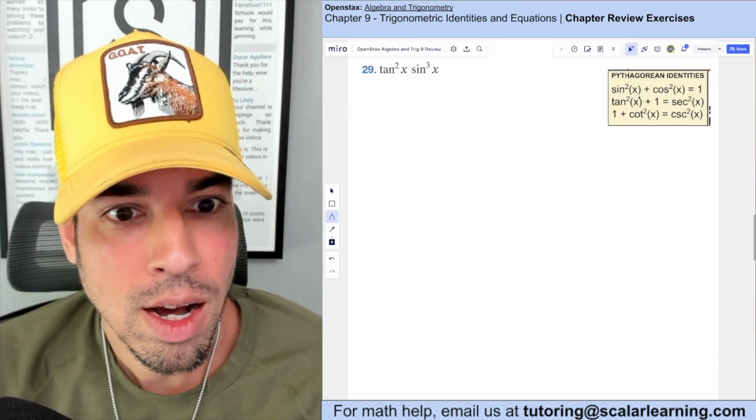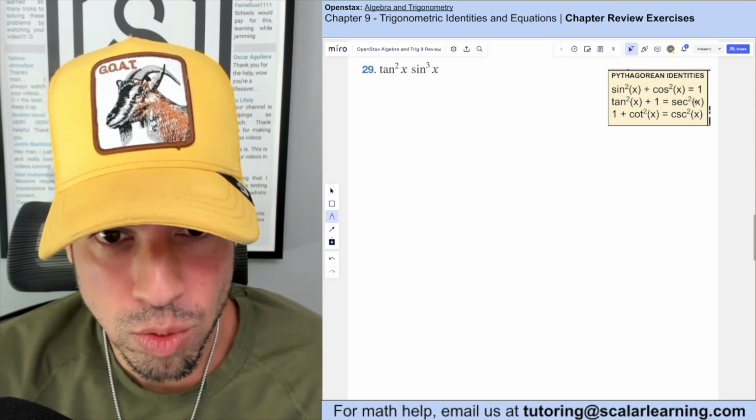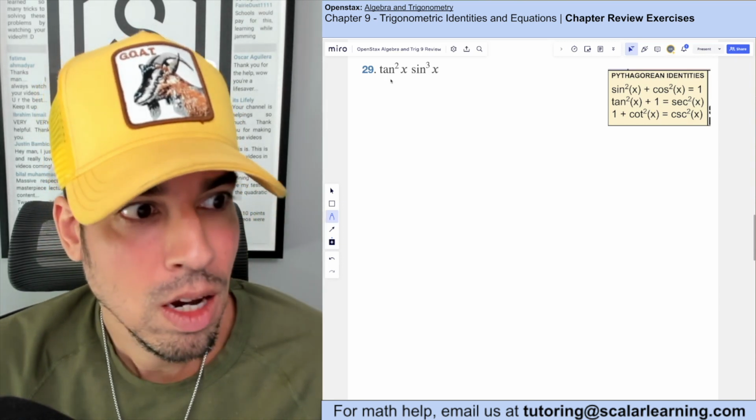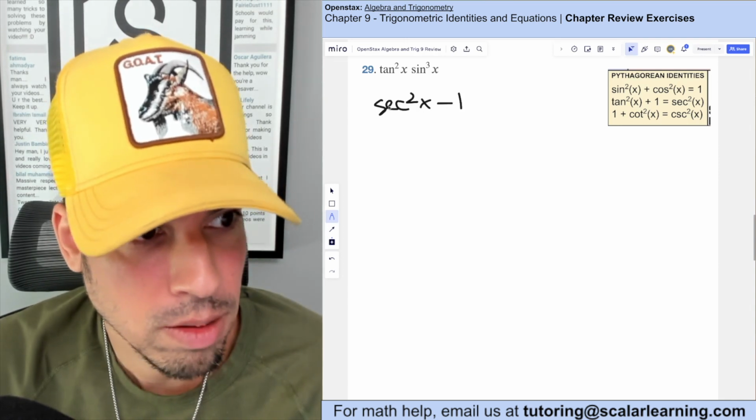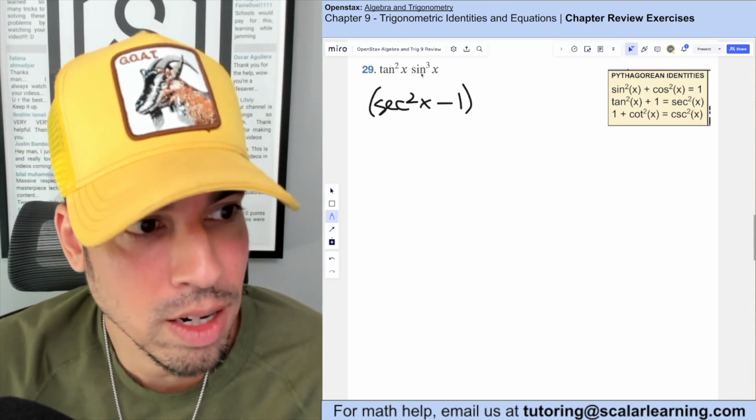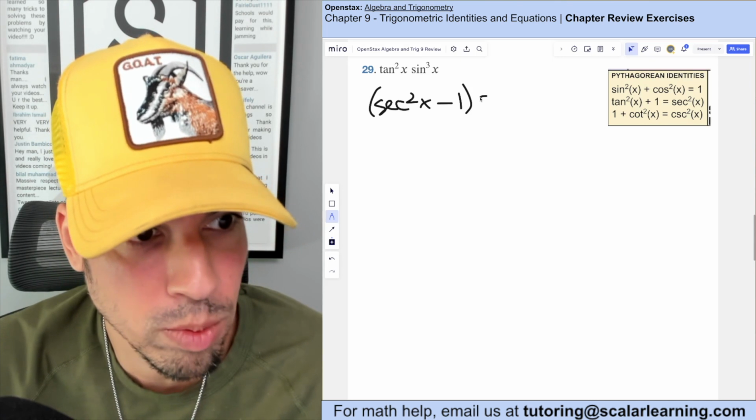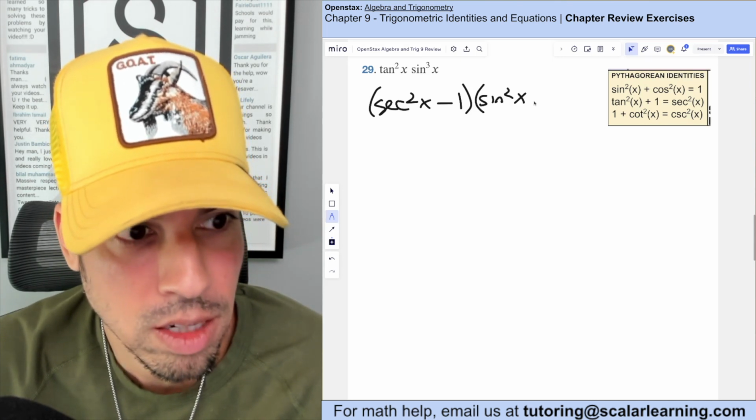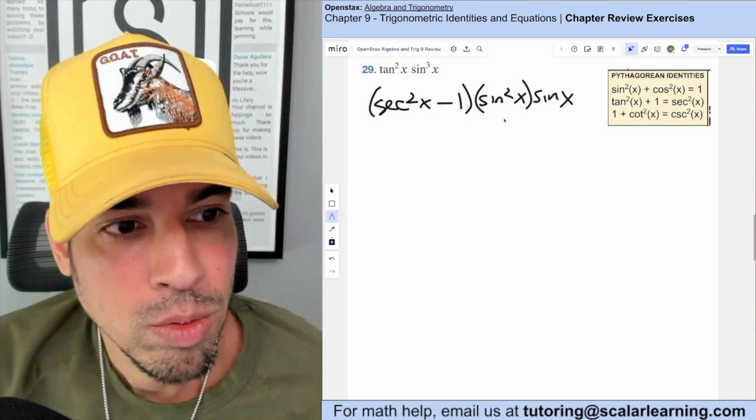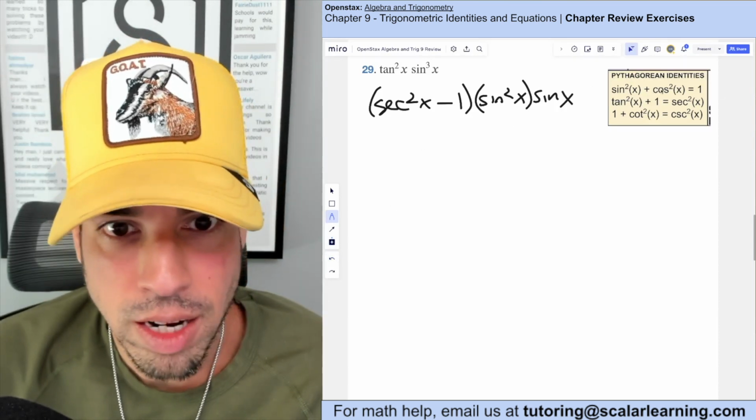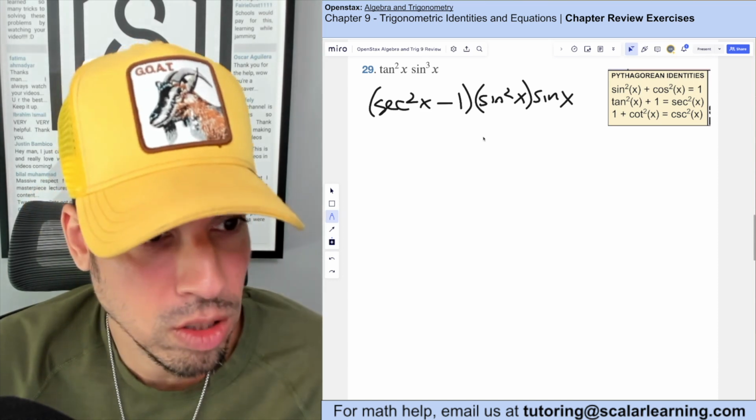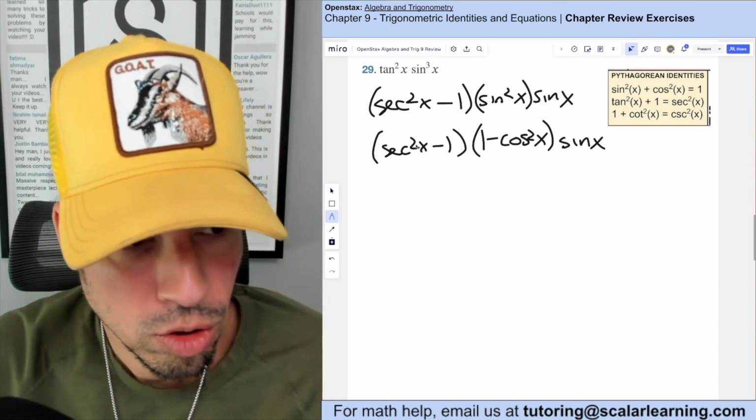So first of all, I see that tangent squared plus 1 is secant squared, which means I can replace tangent squared with secant squared x minus 1. And then with the sine cubed, I'm going to rewrite that as sine squared x and sine of x. The reason why I'm doing this is because I can also use this identity to rewrite sine squared x as 1 minus cosine squared. Now that we have this, we can do a little bit of foiling.